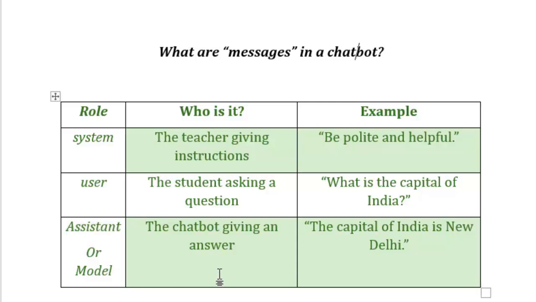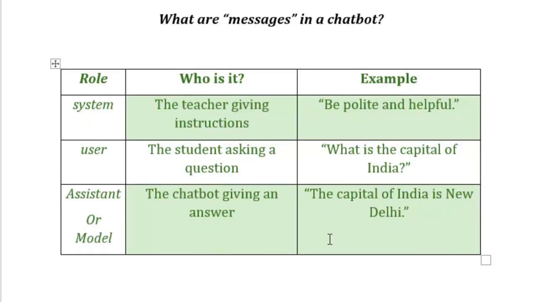So think of it like a classroom scene. Just for an example, here you can see role: system, the teacher giving instructions. Example, be polite and helpful. Another role: user, like a student asking a question. Suppose, what is the capital of India? And the next role, assistant or model, the chatbot giving an answer like, the capital of India is New Delhi, right? So there are three types of roles.